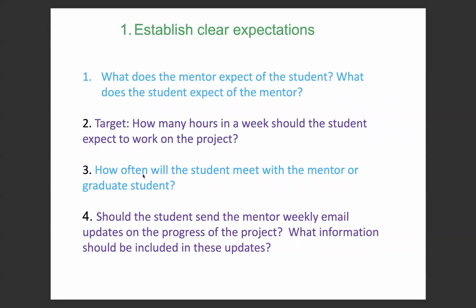Now the third point is how often will the student meet with the mentor or graduate student? How often you will meet with them. Fourth point is should the student send the mentor a weekly email update on the progress of the project? What information should be included in these updates? So if you are asking them to send an email about what they have done in the last 7 days, you should make a concrete plan or a concrete idea of what they will write, what they will include, so that will actually keep both of you on the same page.